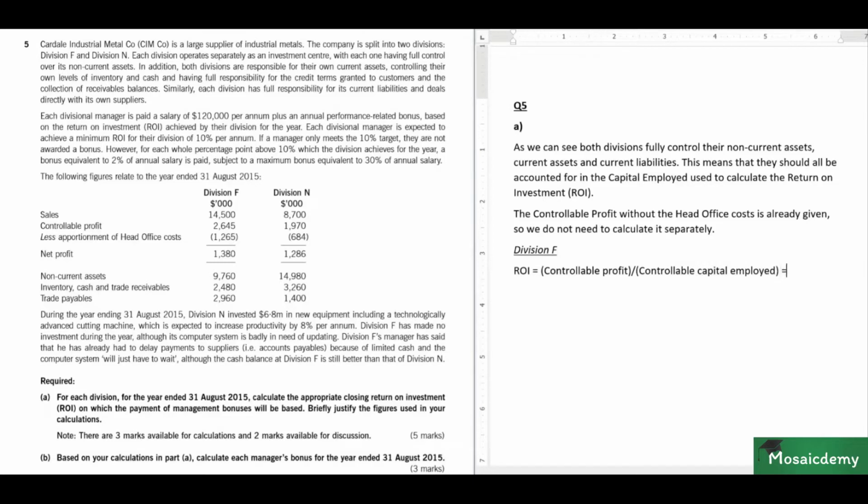Okay, which is equal to, for division F, the controllable profit is 2645 in thousands, but let's just make it 2645 because everything's in thousands, so it'll cancel out, divided by, and what was capital employed? Total assets less current liabilities. So total assets would be your non-current assets 9760 plus current assets 2480 minus 2960, the current liabilities. Okay, so what do we end up with?